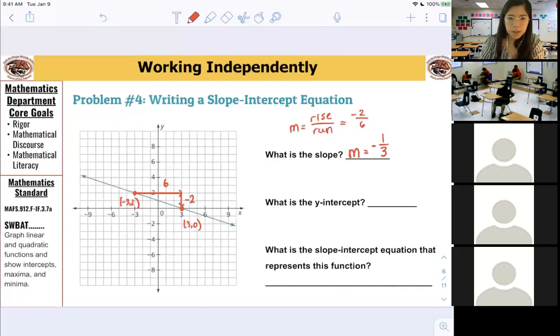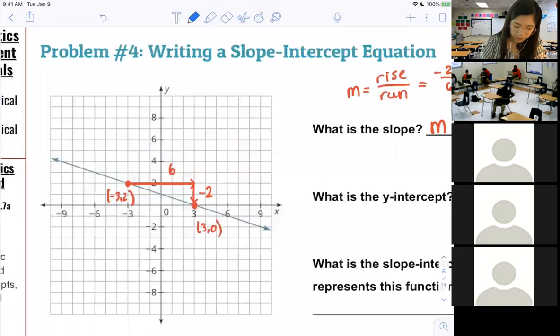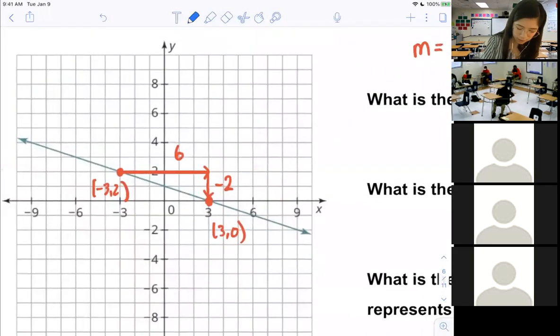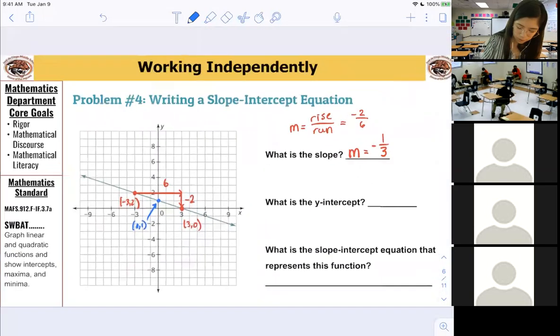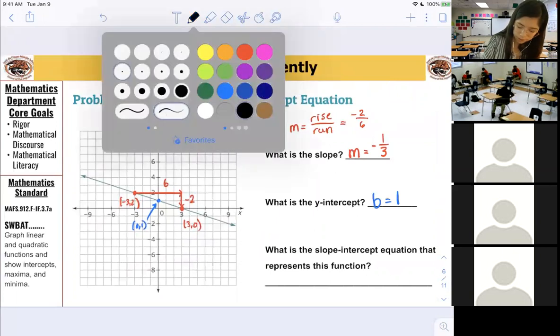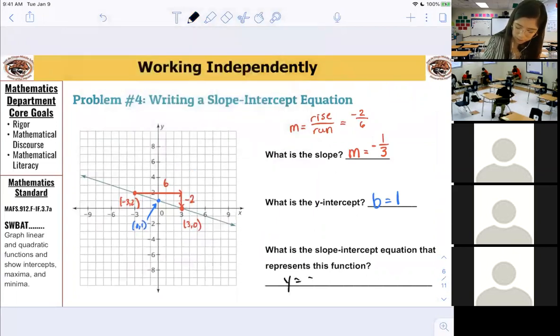So that's my slope. And then for y-intercept, I look at where my line is crossing the y-axis, and I notice that that's happening right here. And what is that point? 0, 1. 0, 1, good. So I know that my y-intercept is 1. So my final answer would be y equals -1/3 x plus 1.